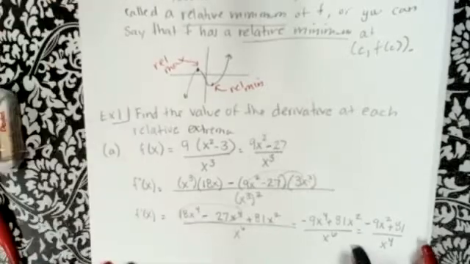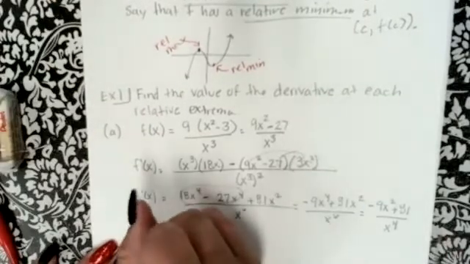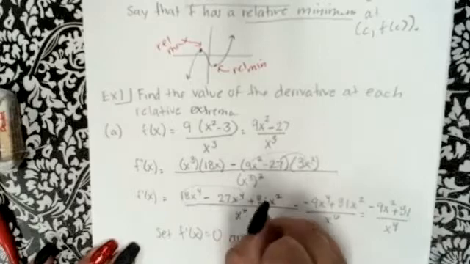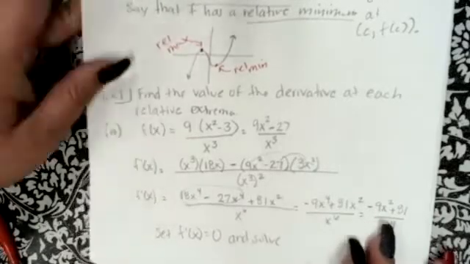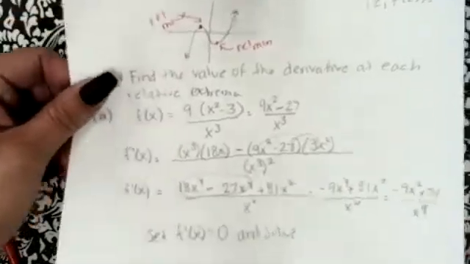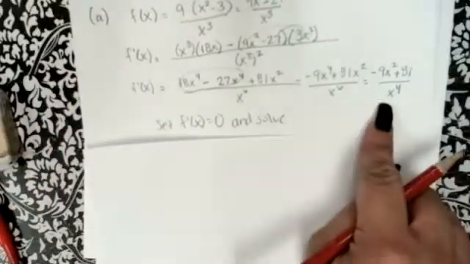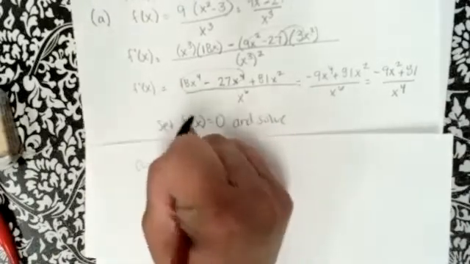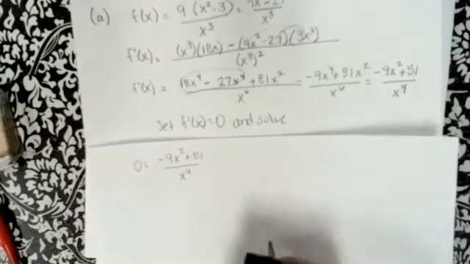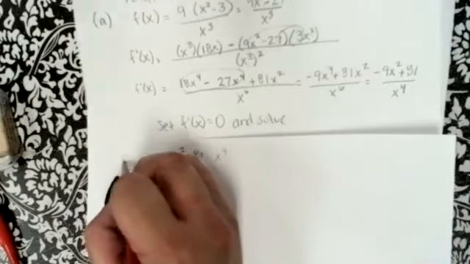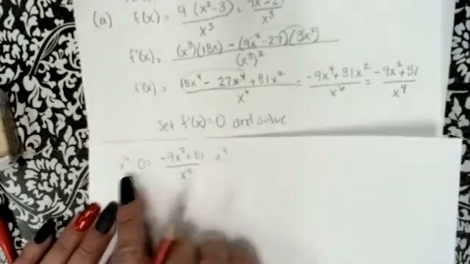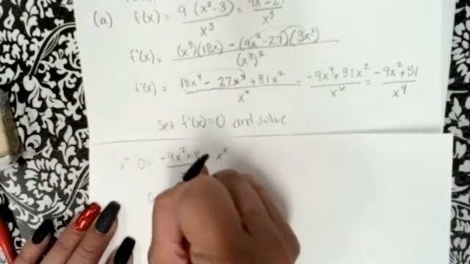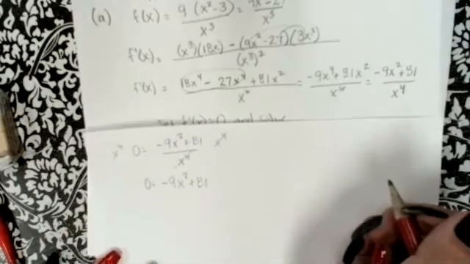Now, here's the derivative. I need to set the derivative equal to 0 and solve. That's going to give me my horizontal tangents, which happen to be your maxes and your mins. So now I'm going to set 0 equal to negative 9x squared plus 81 over x to the 4th. If you multiply both sides by x to the 4th, that does nothing for me, because x to the 4th times 0 is still 0. You're technically just solving the top.